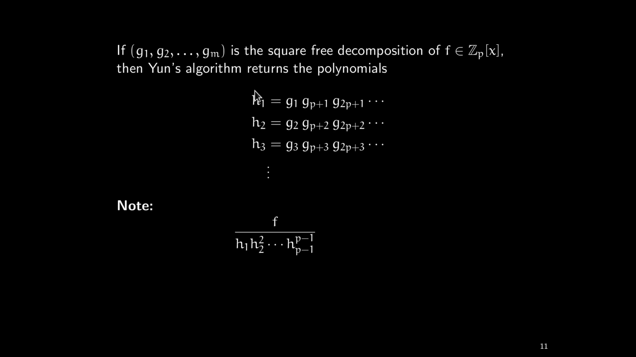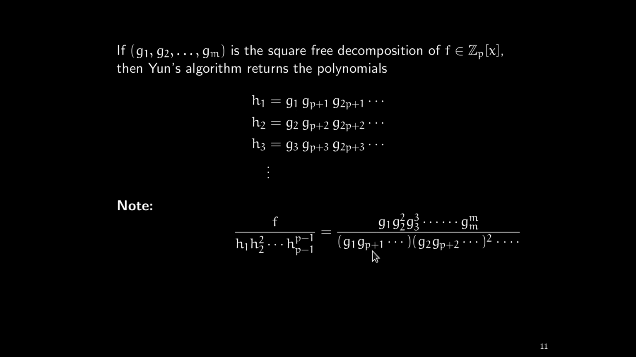Let's see. If we have Yoon's algorithm, we have the H's, and we also have the F, because the F was input. And so we can compute this fraction, and let's see what it is. Here I divide F by these H's as if they were the components of the square-free decomposition. If they were, then this would be 1, but let's see what they are in the general case. In the general case, F has this square-free decomposition, and the H1 and the H2 and so on are what is written here.